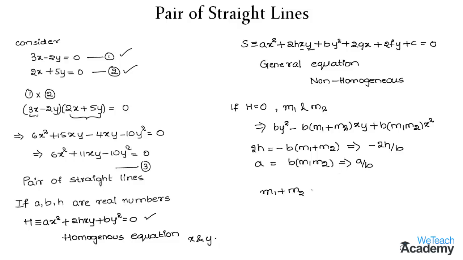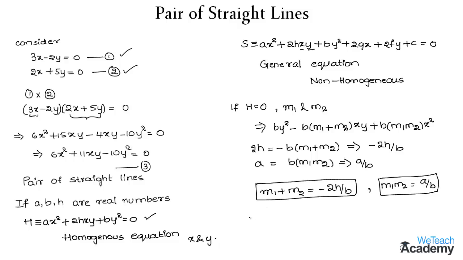So the sum of the slopes of the pair of straight lines is given by m1 plus m2 = minus 2h by b, whereas the product m1 into m2 = a by b. Similarly, if this equation represents a pair of straight lines, then the angle theta between these lines is given by cos theta = mod (a plus b) divided by under root ((a minus b) whole square plus 4h square).